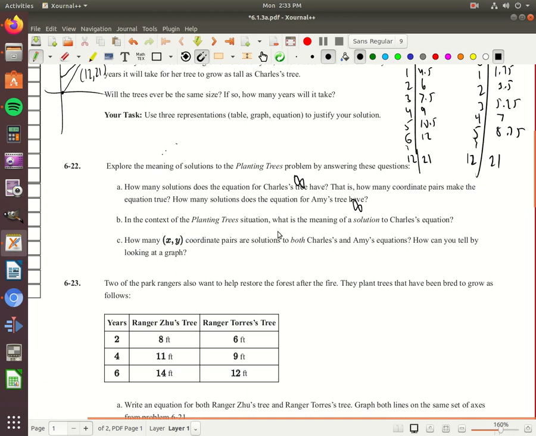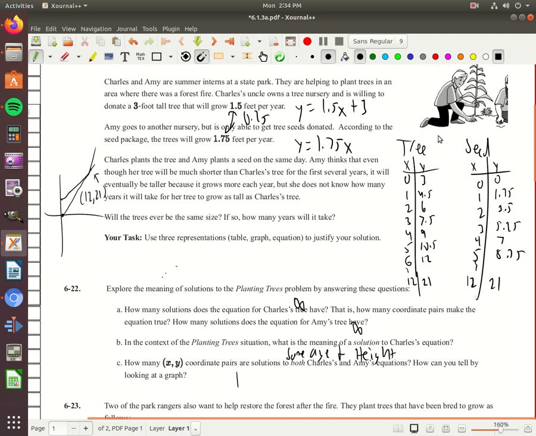In context of the planting tree situation, what's the meaning of a solution? A solution is when the trees are the same height, right? Same age and height. That's what we mean by a solution, that they're together. How many xy coordinate pairs are solutions to both Charles and Amy's equations? There's one, right? We know there's one solution because this one keeps going, and now they pass. This one was lower, but now it's higher, and it goes forever. They're never going to touch again in theory. In practice, that might not be the case, but in theory, they'll never catch up again.